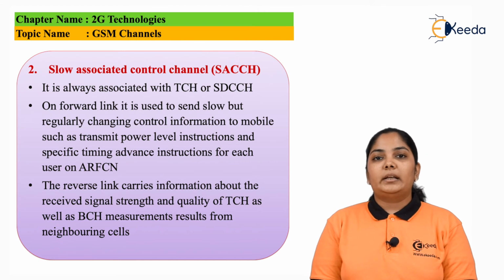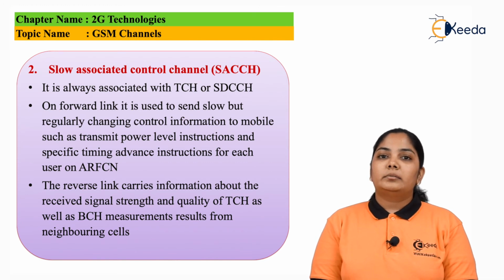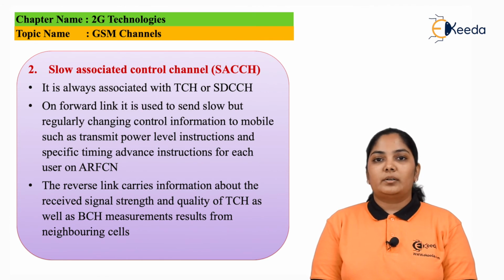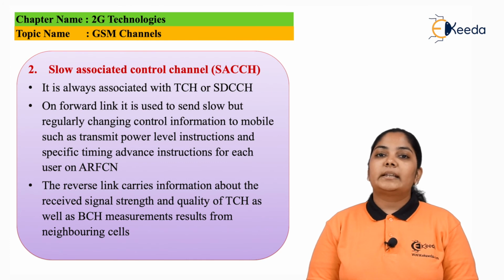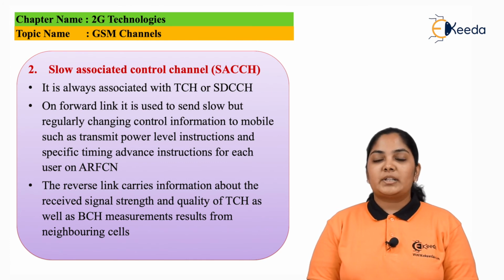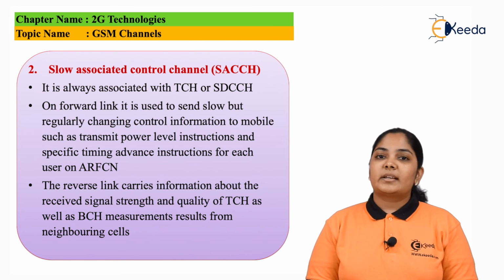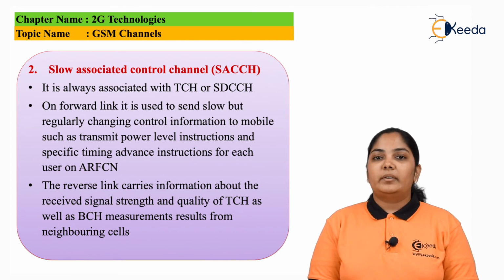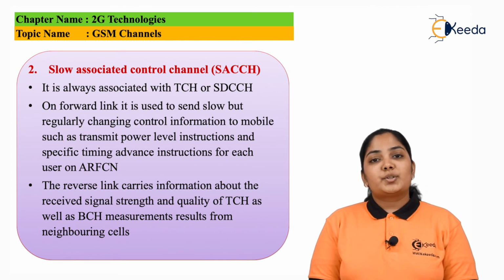On the reverse link, that is from the mobile station to the base station, it helps identify the received signal strength indicator value, that is the power levels of the signal. Also, on the reverse channel, it helps identify the signal levels of the broadcast measurements from the neighboring station. In such a way, we are able to identify whether the power levels of the neighboring base stations are going above the power levels of the current base station, which may occur when the handoff scenario comes into the picture.